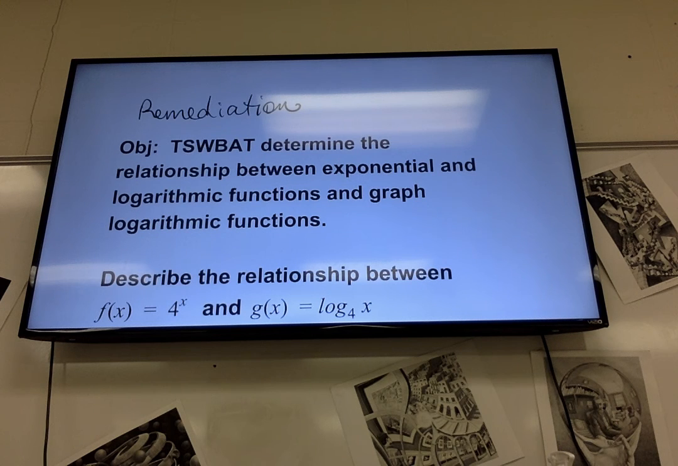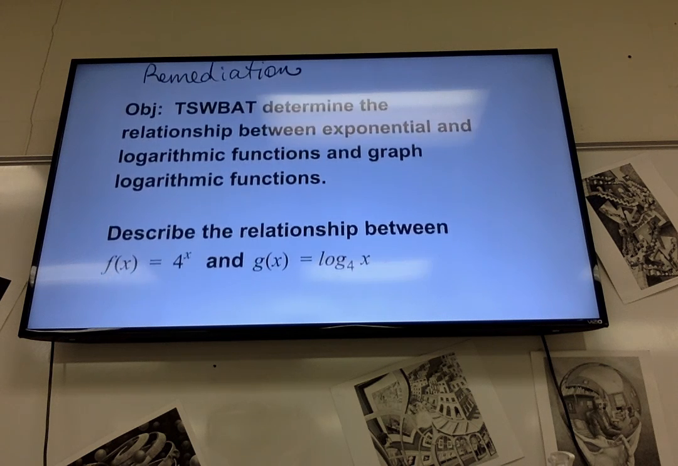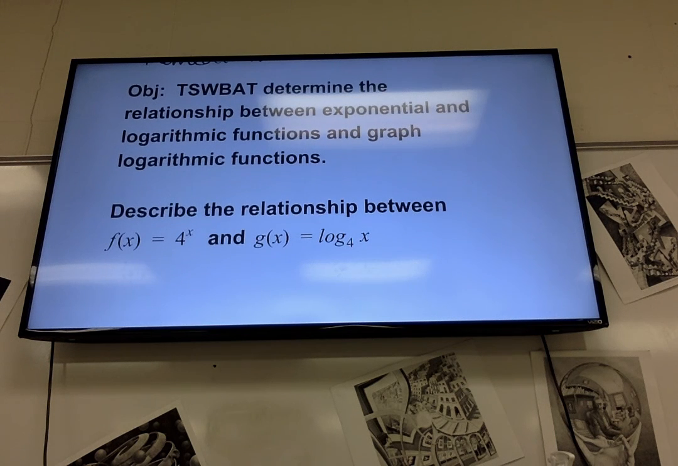Okay, here we go. So we're going to describe the relationship between f of x equals 4 to the x, which is an exponential function, right? Because the exponent is an x. And g of x equals log base 4 of x. Obviously, that's a logarithmic function because it has a log in it. So, can you just look at those and tell me how one relates to the other? They both have a 4 and an x. I like it.